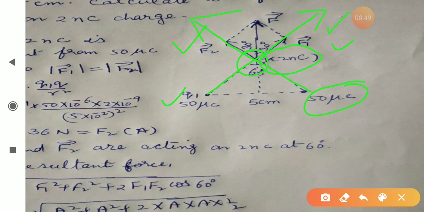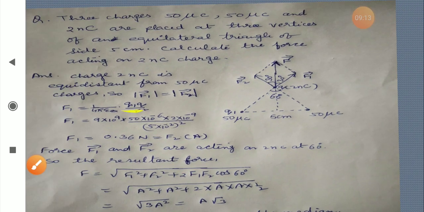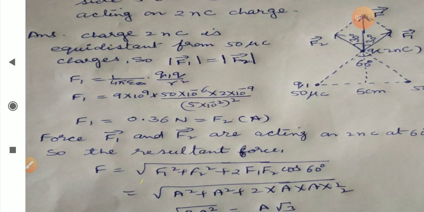Now one more thing to see is that Q1 and Q2, this charge and this charge, they are equal. So both these forces will be equal in magnitude, and the separations are also equal. It is an equilateral triangle. So both the forces will be equal in magnitude, but directions are different. So let us see how we do it. Okay, so now charge 2 nanocoulomb is equidistant from the 50 microcoulomb charges, so the magnitude of F1 and magnitude of F2 are equal.